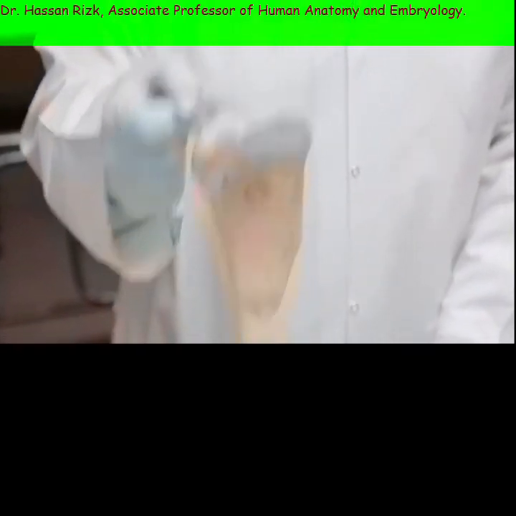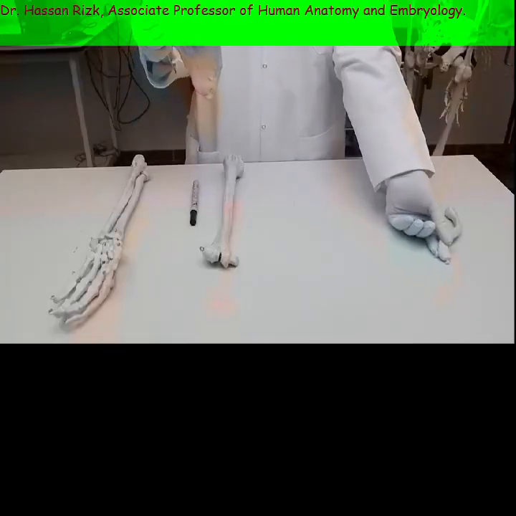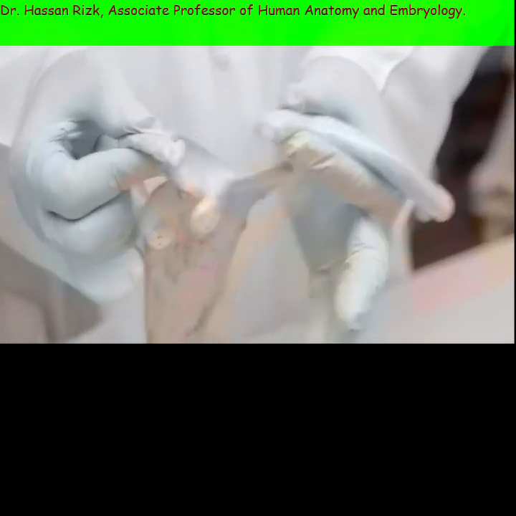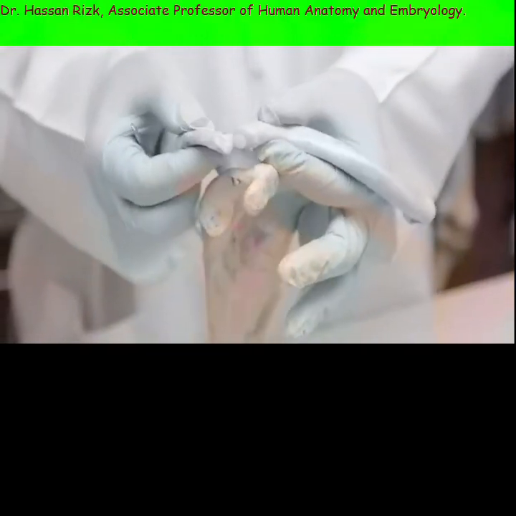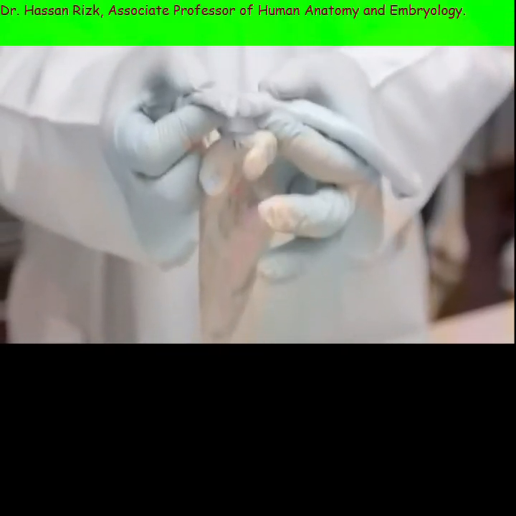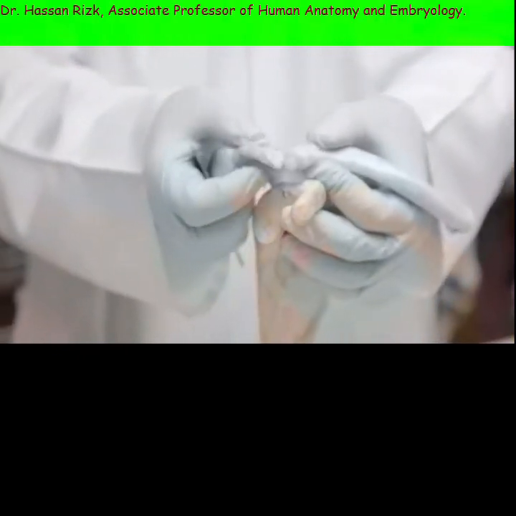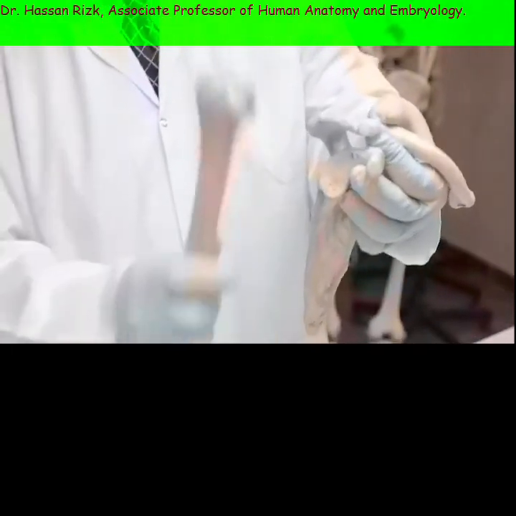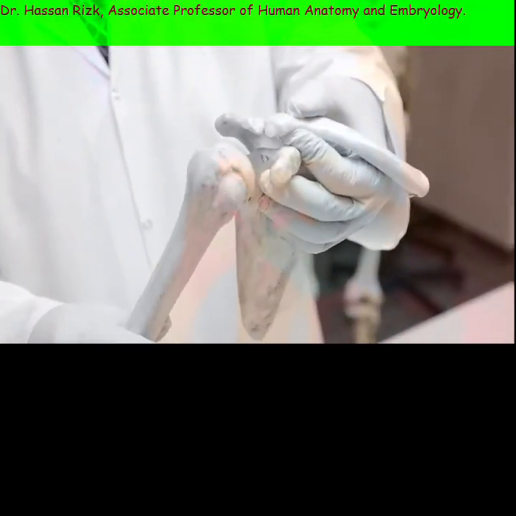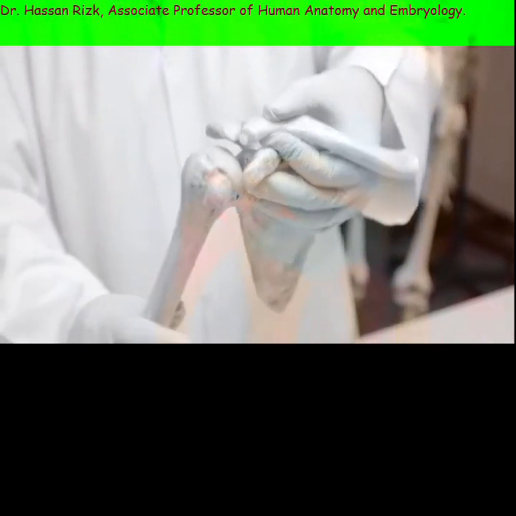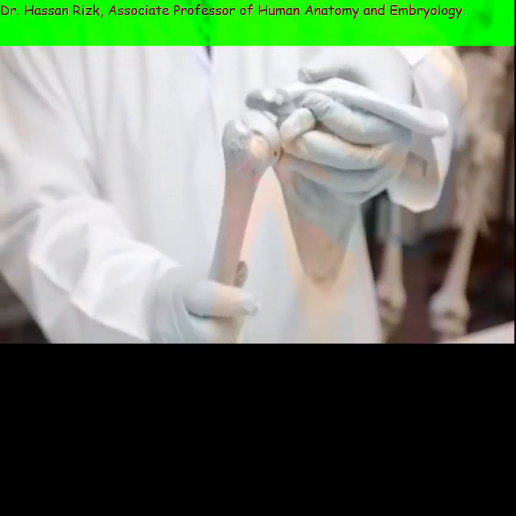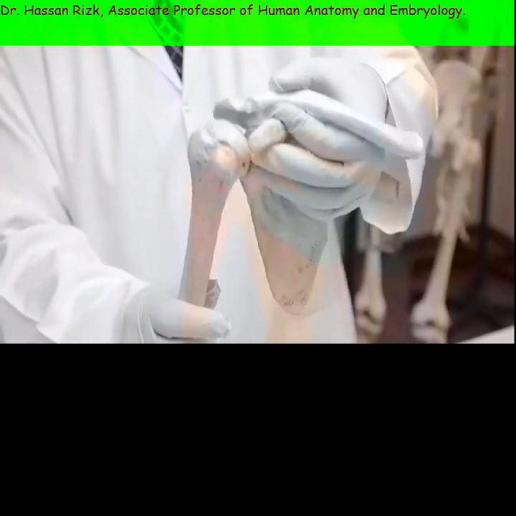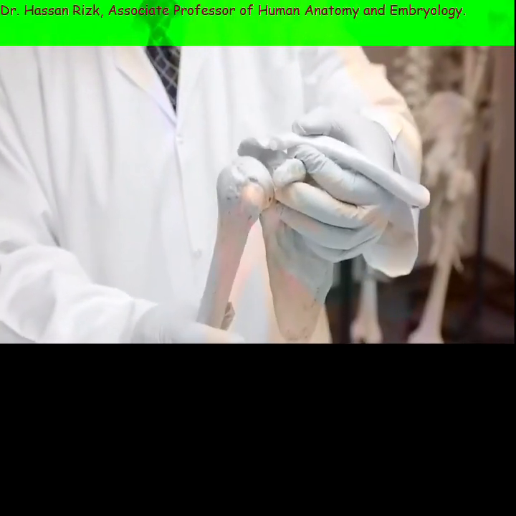Finally, what are the joints formed by the scapula? The first joint is this one, the acromioclavicular joint, which is a part of the shoulder girdle or pectoral girdle. The second joint is the articulation between the glenoid cavity and the head of the humerus to form the shoulder joint. These two joints, as I mentioned in the beginning of this video, together form the shoulder complex.